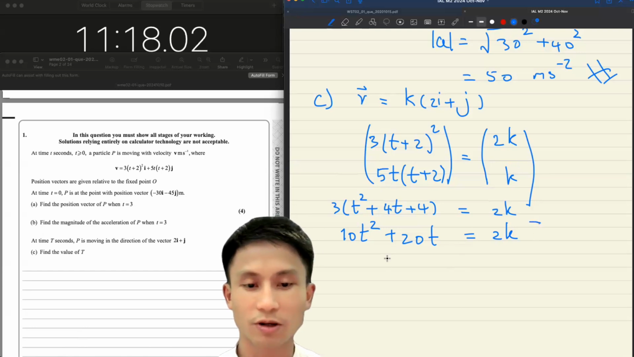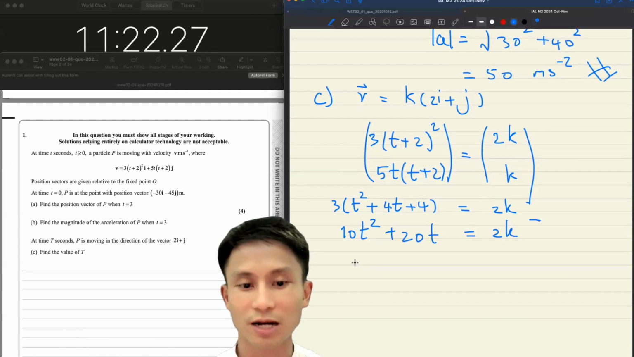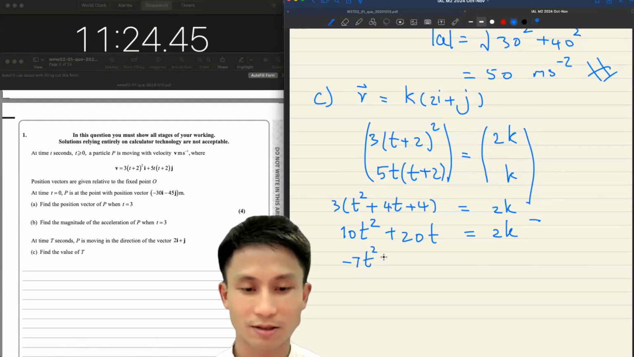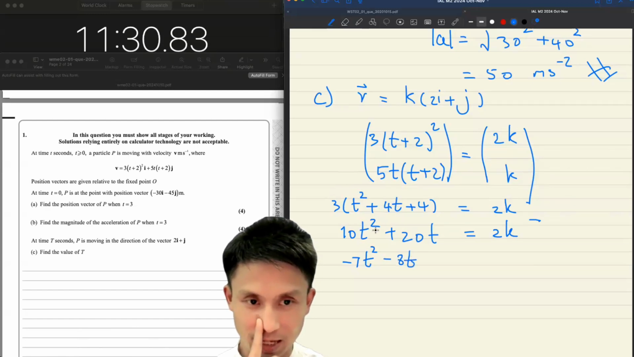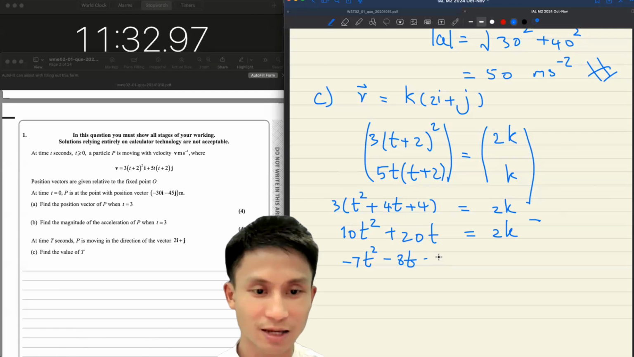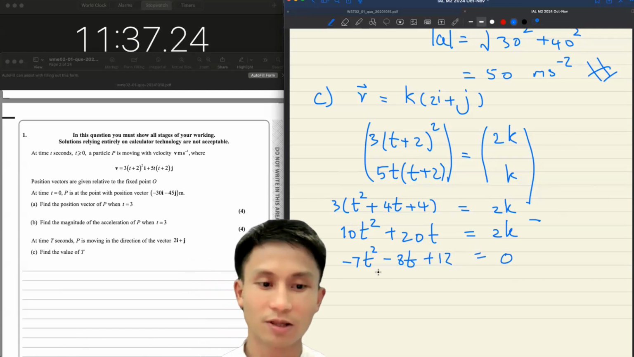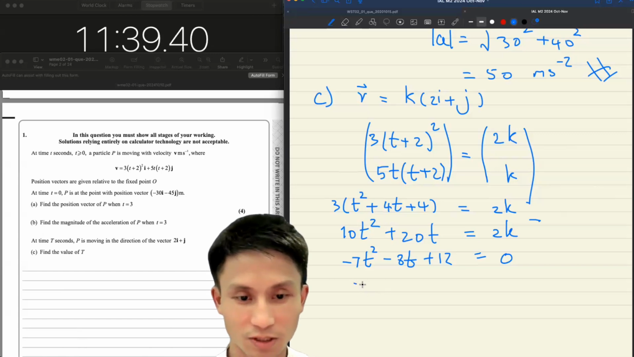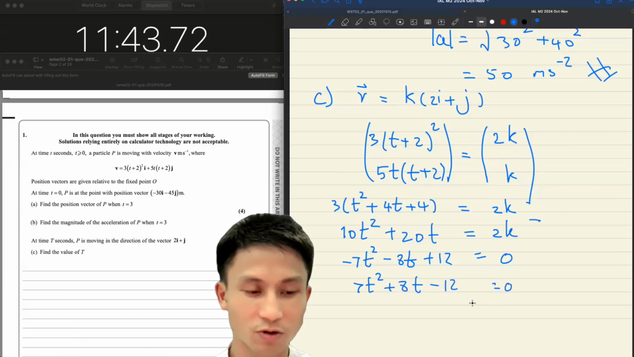So if you subtract both equations, k will go away. I get 3t squared here subtracted by 10, I get minus 7t squared. 3 times 4t is 12t, 12t minus 20, so I get minus 8t. And 12 minus nothing, so I get plus 12, all right? And that is 0 on that side. So this is 7t squared plus 8t minus 12 equals 0.